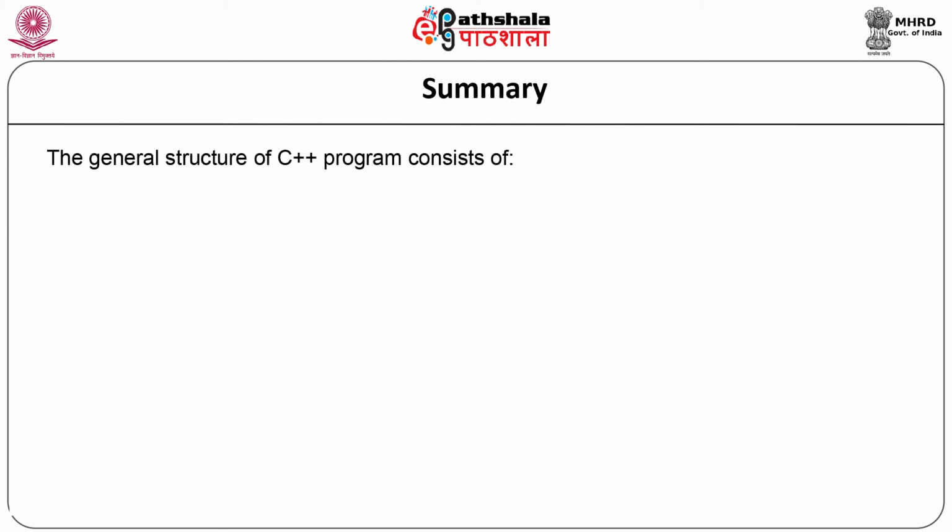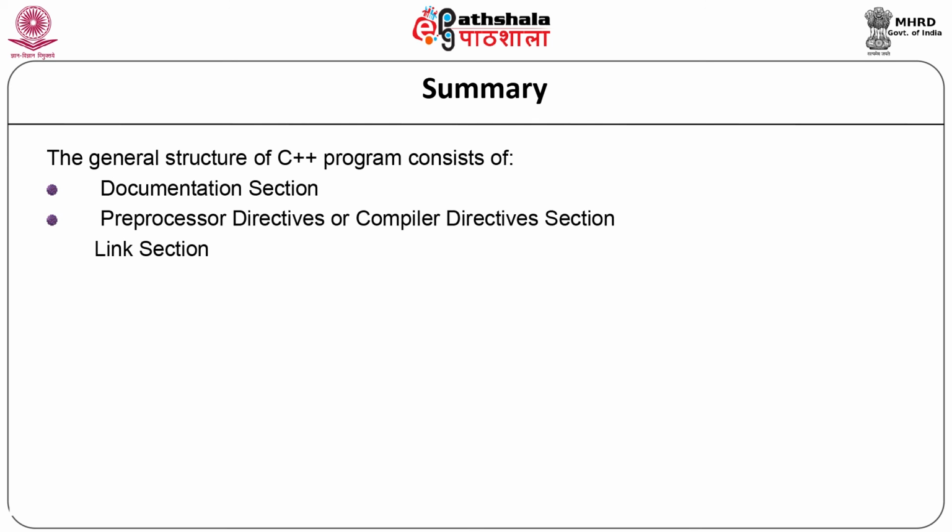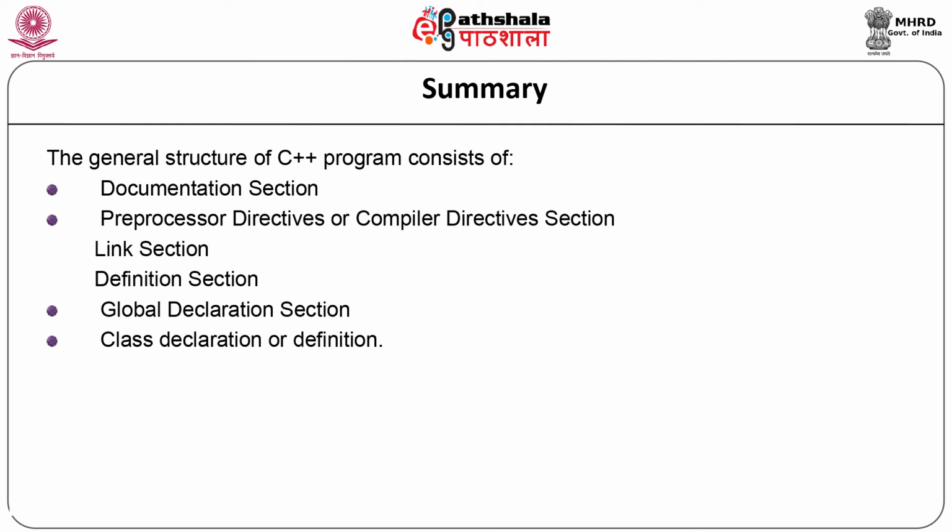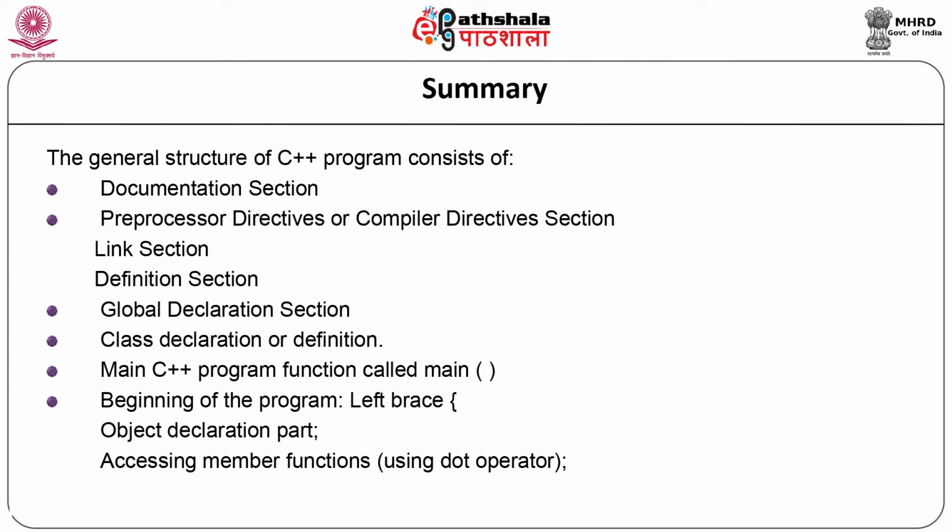The general structure of a C++ program will consist of the documentation section, link section, definition section, global declaration section, class declaration or definition, main C++ program function called main, object declaration part, and accessing the member function using the dot operator.